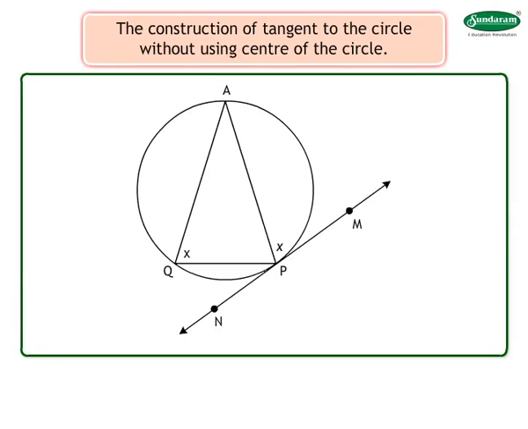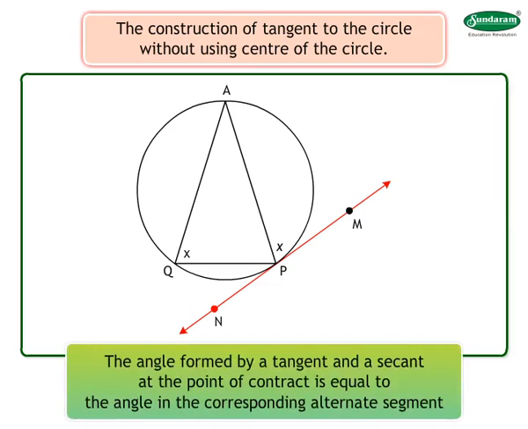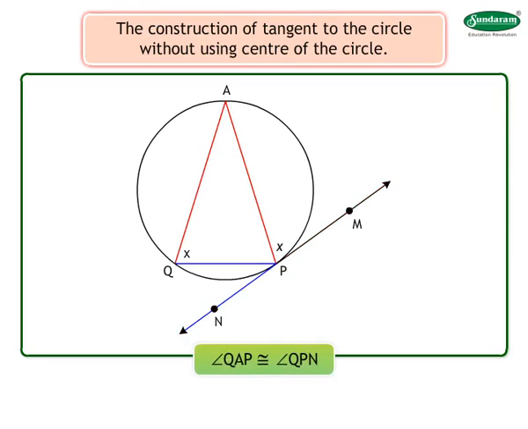Look at the figure. Here, consider PQ as chord PQ. Let A be any point on the circle other than points P and Q. Draw segments PA and QA. If line PN is a tangent, then by tangent secant property, the angle formed by a tangent and a secant at the point of contact is equal to the angle in the corresponding alternate segment, that is, angle QAP is congruent to angle QPN.